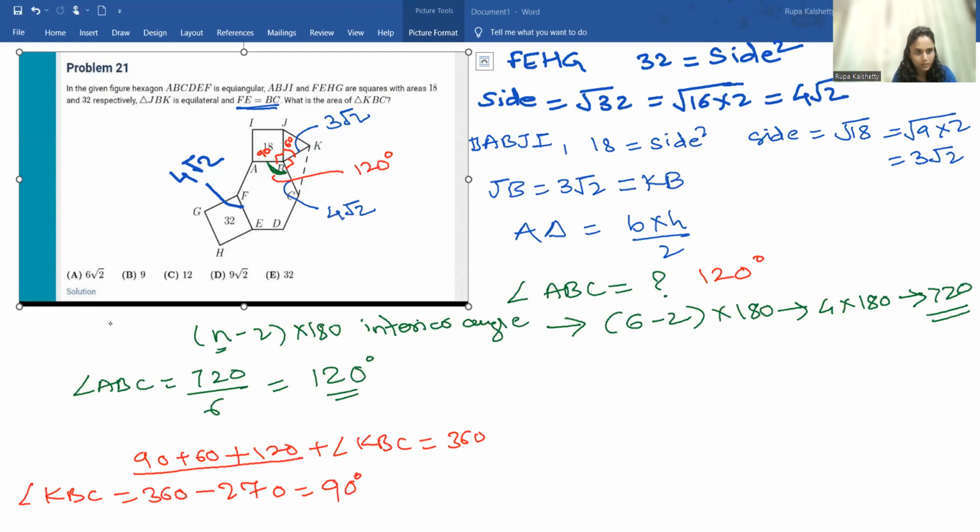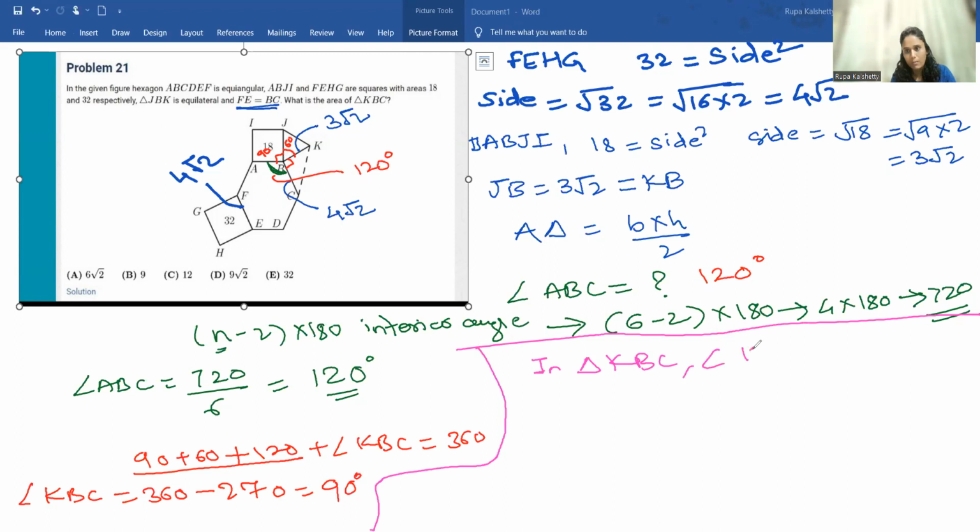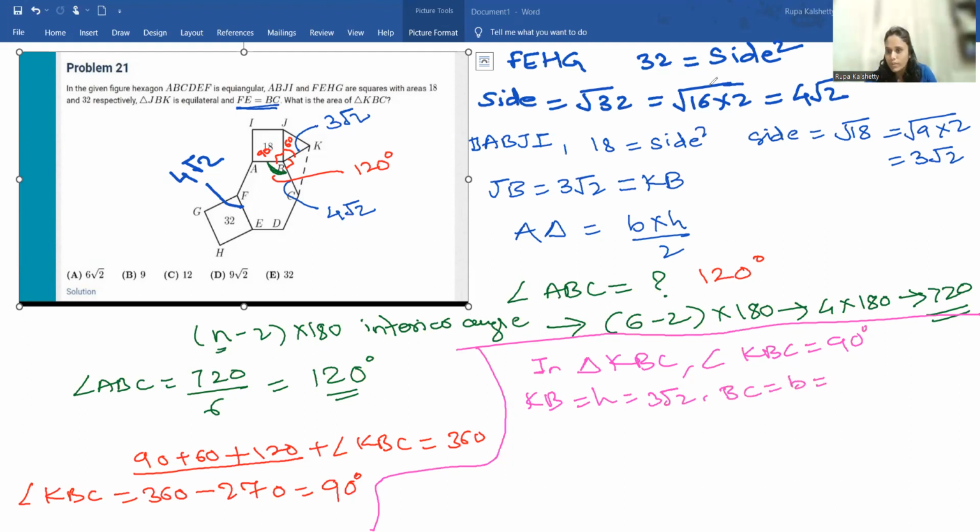I'm writing in pink color. In triangle KBC, angle KBC, we just proved it is 90. So can we say that KB is the height, which is equal to 3 root 2, and BC is the base, which is equal to 4 root 2. Let me write it down here somewhere.